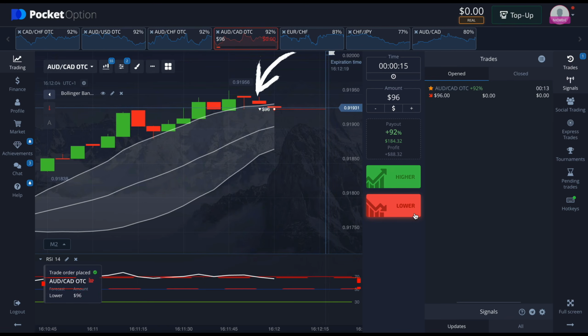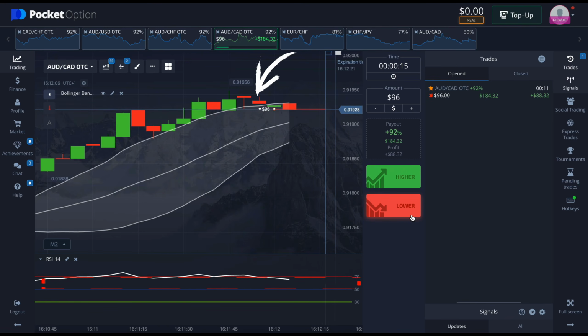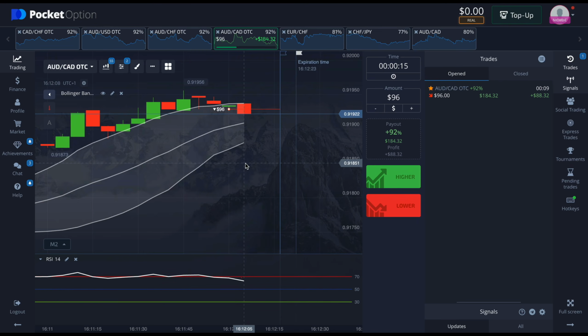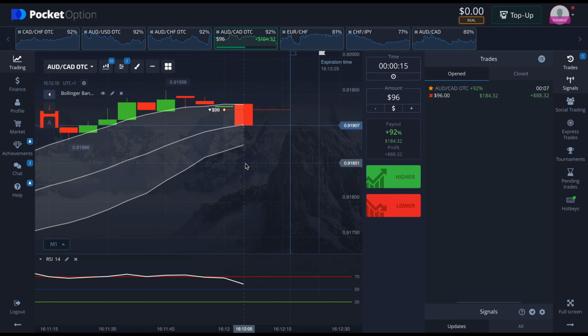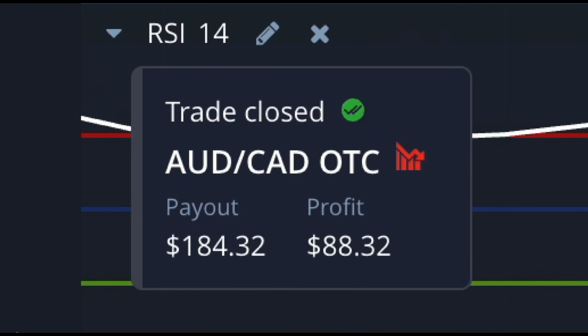Like before, trend broke the Bollinger Bands and RSI is overbought. Let's take a put trade. Profit again, next trade.